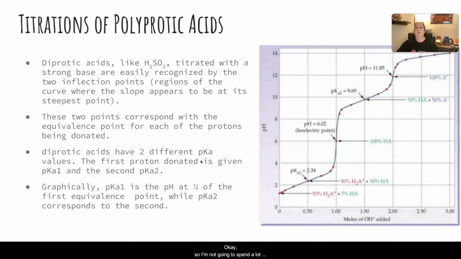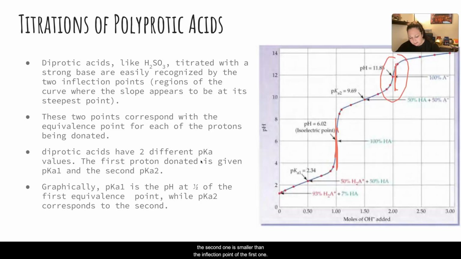Okay. So I'm not going to spend a lot of time on this slide. They don't do this on the AP exam anymore. This is polyprotic acid, like H2SO3 or H2SO4 or whatever, it doesn't matter. So a titration curve, if it's a polyprotic acid, if it has more than one acidic proton, you're going to have 2 inflection points. That's it.